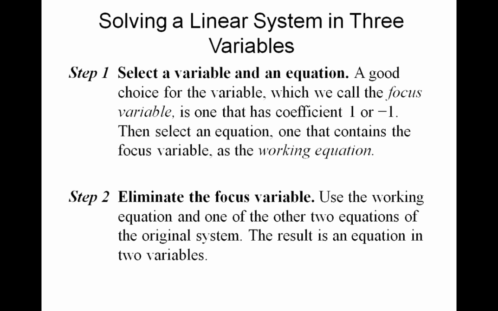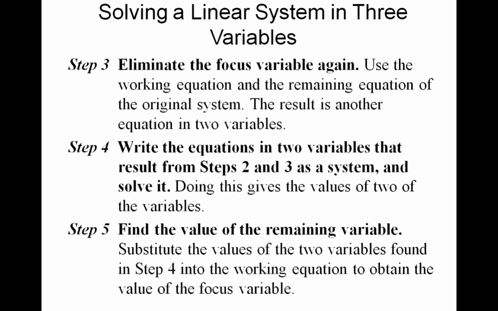For the example I'm going to show, step number 1, you want to select a variable and equation. A good choice for the variable, which we call the focus variable, is one that has a coefficient of +1 or -1, just like we did before with 2 equations and 2 unknowns. Then select an equation that contains the focus variable, and then eliminate that. So let's take a look at the next steps.